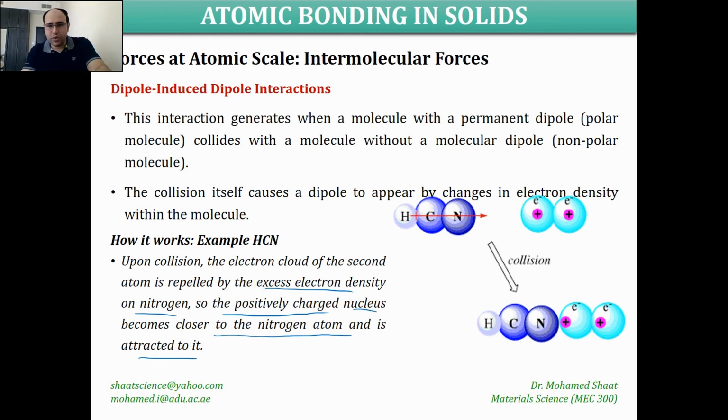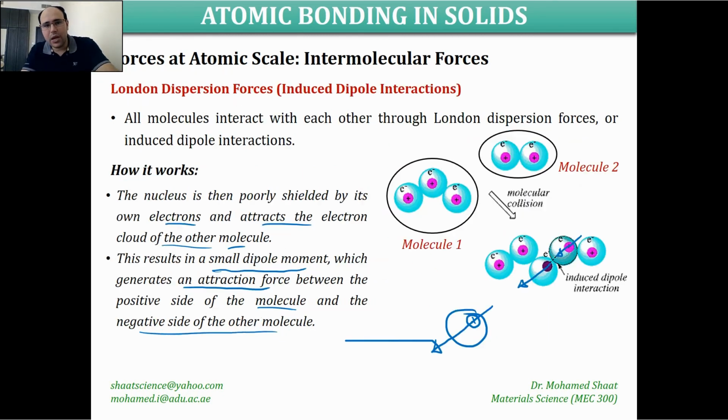So what is the difference between this type of interaction and the previous one? The previous one is generated, for now, between two non-polar molecules. And in order to be generated, it requires the collision of two molecules together. This makes the electron cloud of one molecule repel the electron cloud of the other molecule, and this makes one side of each molecule become negative and the other become positive, so they can attract each other.